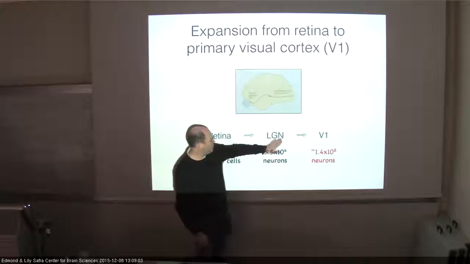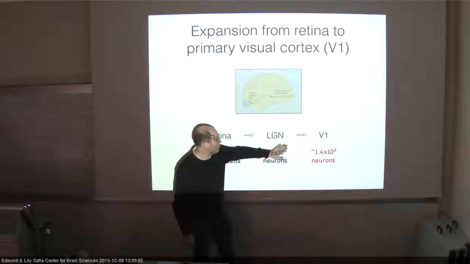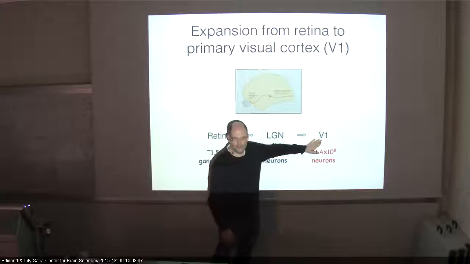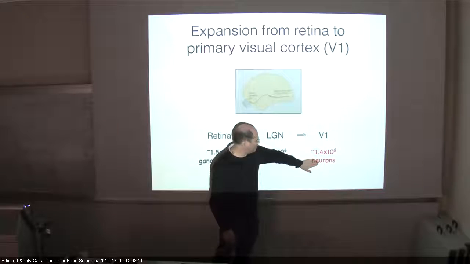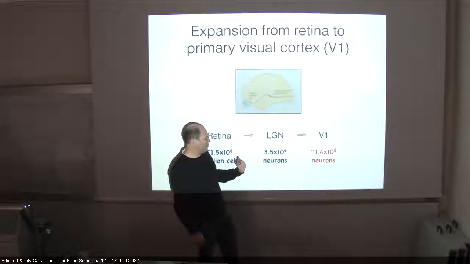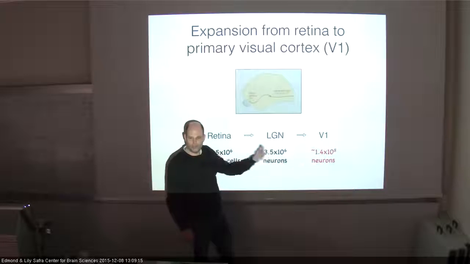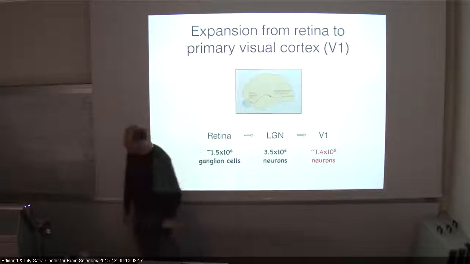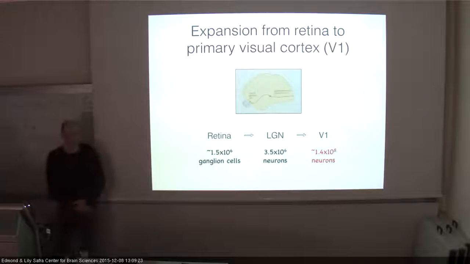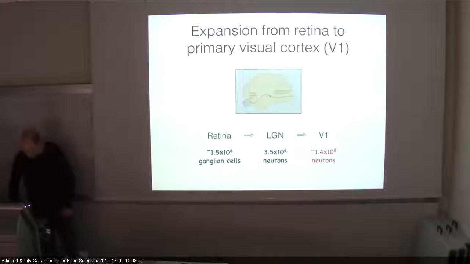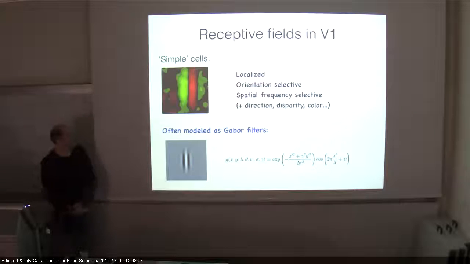And then from the LGN, the information goes to the primary visual cortex, V1, in the back of our head. And now there's suddenly an expansion by a factor of about 100 from the retina. Okay. So in the number of cells. Now, I mentioned that the receptive fields in the LGN are very similar to those in the retina. If you look at V1, we see something completely different.